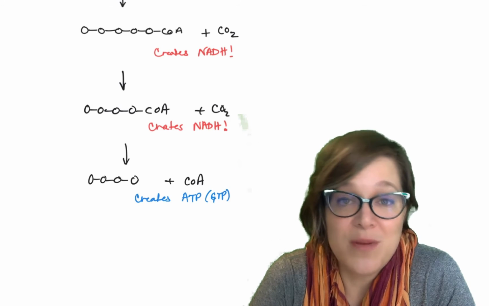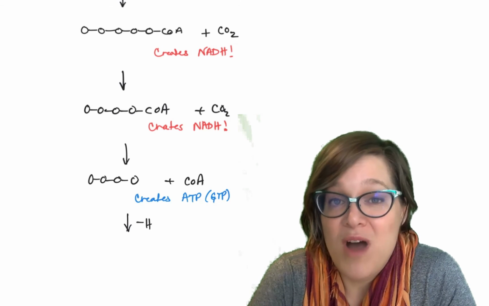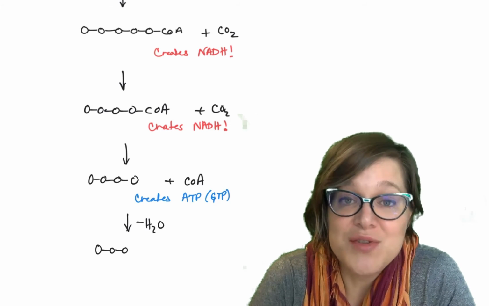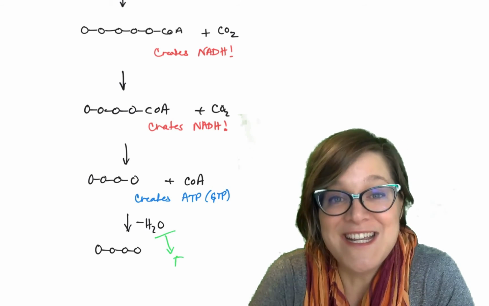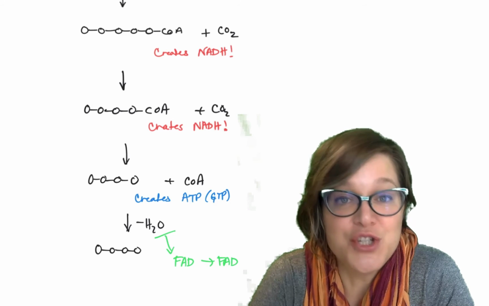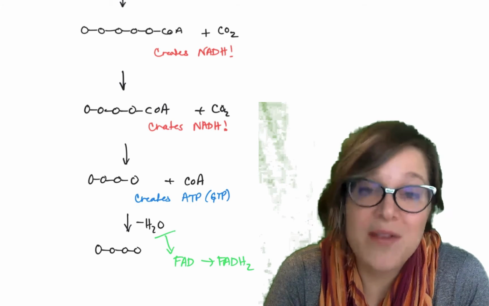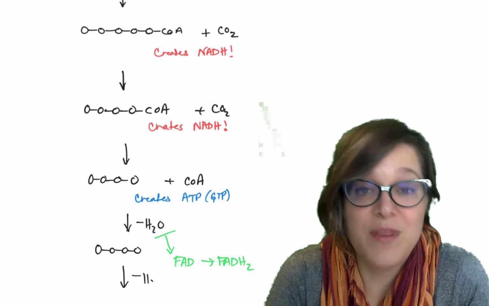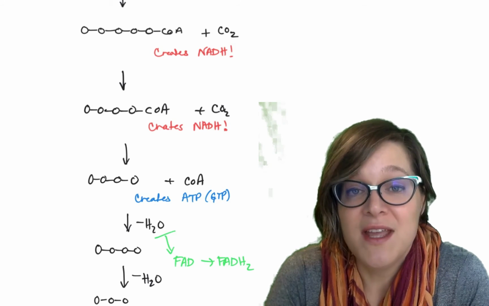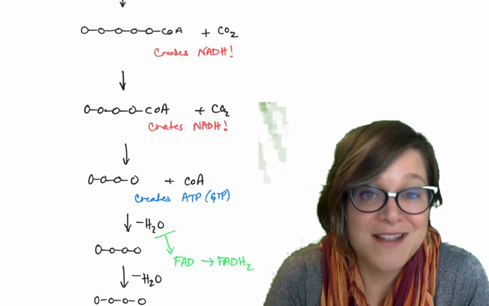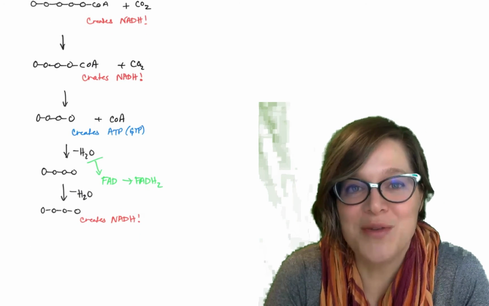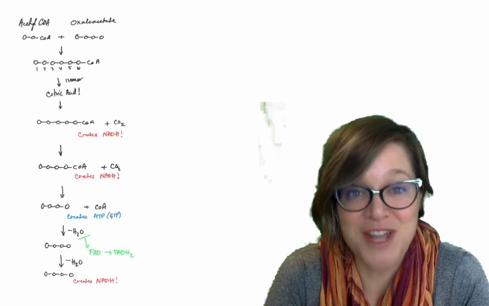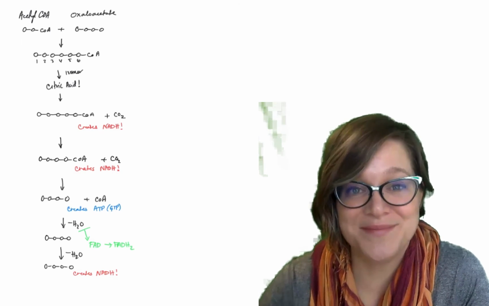Now we're going to lose a water molecule. And water, remember, has 2 hydrogens. Those 2 hydrogens are going to join up with a molecule called FAD, moving it into its energetic state, FADH2. In the last step, another water molecule comes off. And when that water molecule comes off, it comes off because it's oxidized. That means something has to get reduced. Guess what we reduce? Another molecule of NAD, making it its energetic state, NADH.